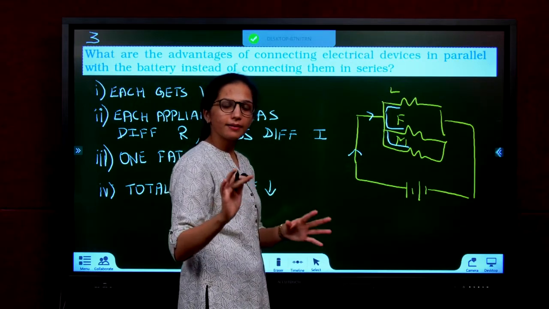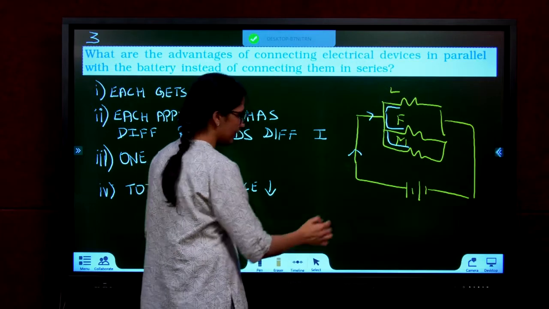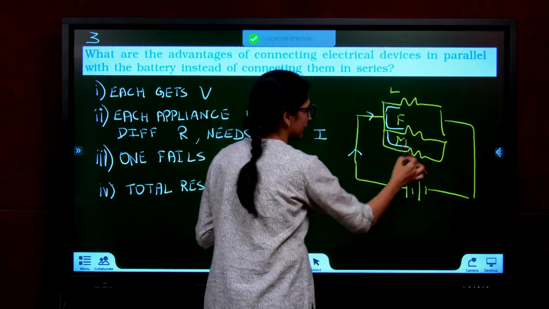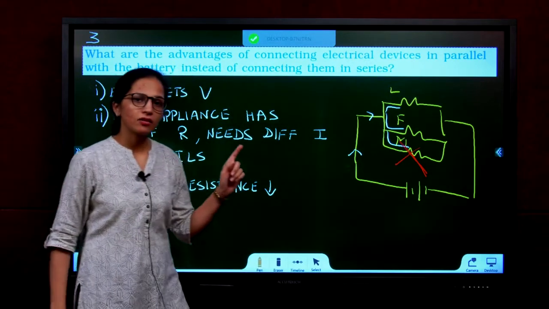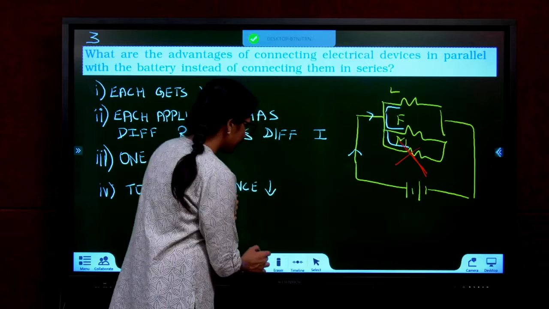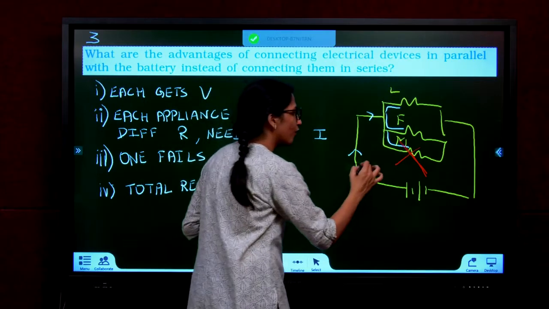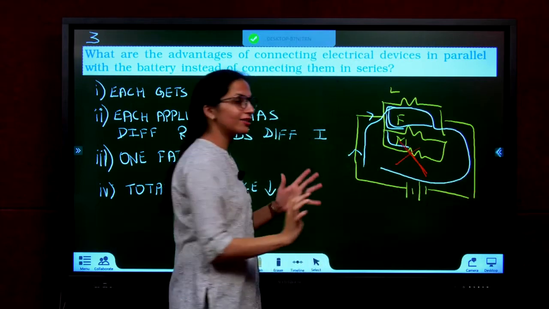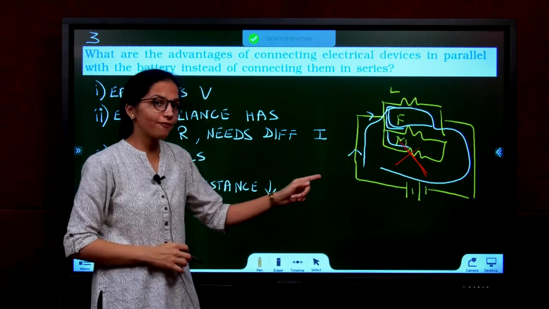Something your mother did, something has happened, your mixer is spoilt. Mixer broke down. It failed. Is my circuit broken or still complete? Only this is broken. Current can still flow through these two. It's okay if mixer is spoiled, current can still flow.